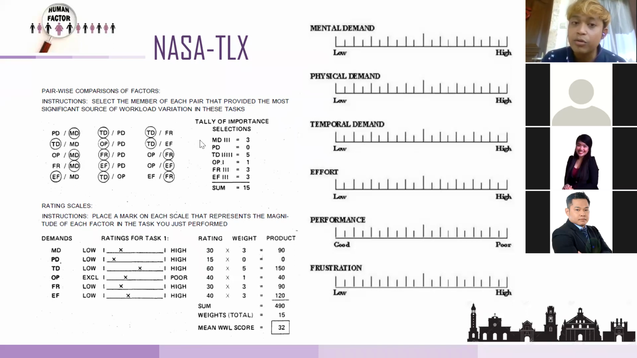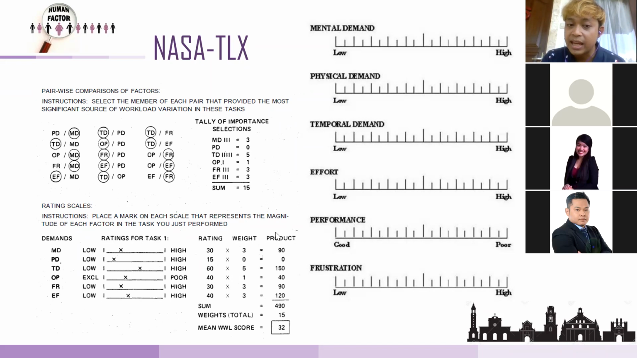And after that, they will show you the weighting: how many times that dimension is selected. As you can see here, mental demand selected 3 times, physical demand 0, temporal demand 5, and so on. And from this weighting, it's then time for you to answer low, high, and so on.